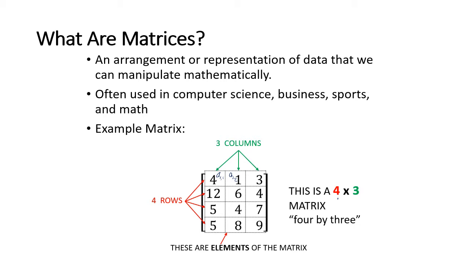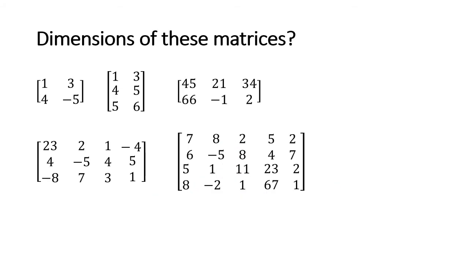And there are some fairly simple arithmetic operations we can do with matrices. But first, it's good to have some practice defining the dimensions of matrices. You can see this first one here is a 2 by 2 matrix. There are 2 rows, 2 columns. This would be a 3 by 2, 3 rows, 2 columns. This would be a 2 by 3, 2 rows, 3 columns. This would be a 3 by 4. This would be a 4 by 5. So it's the number of rows by the number of columns.